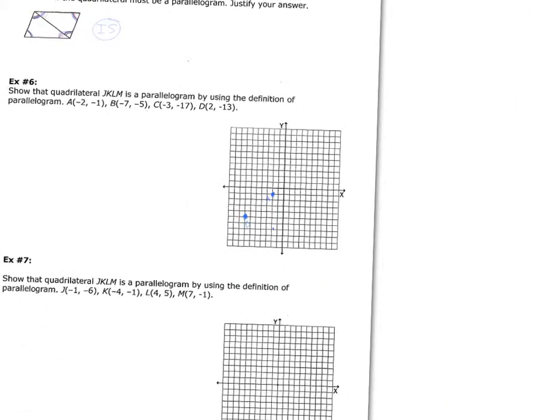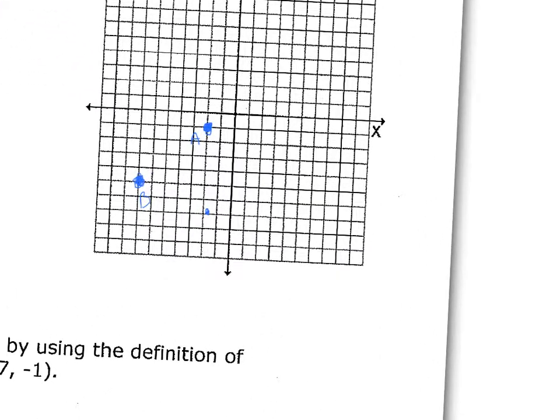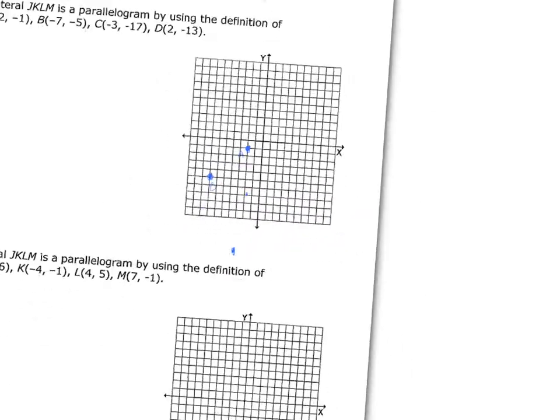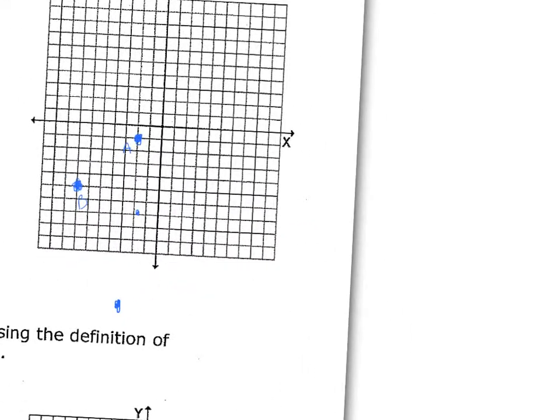And our last two are -3, -17. Okay, so we have -3 and then -17 apparently would be way down here. I'm not sure why we didn't make a bigger graph. And our last one is 2, -13. Okay, so we're just going to have to do a little bit of guessing here.